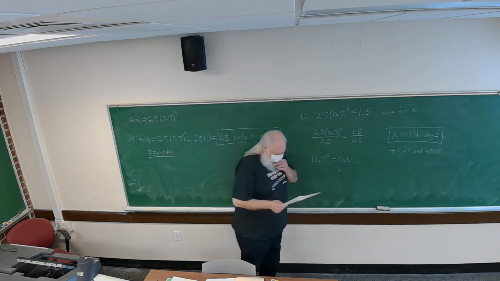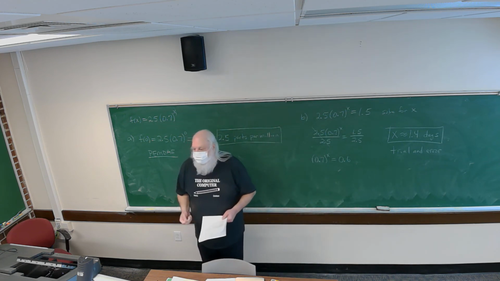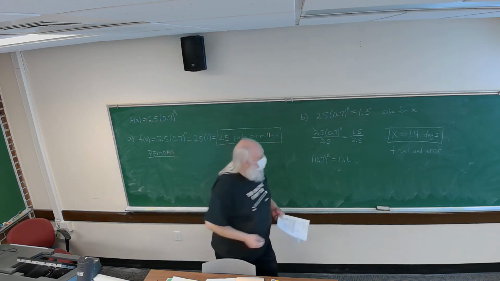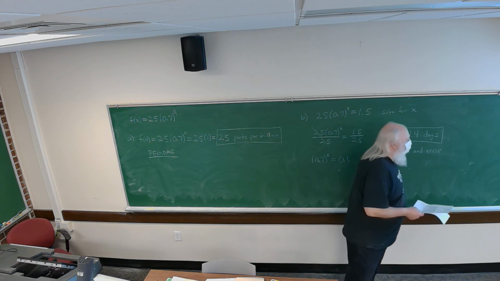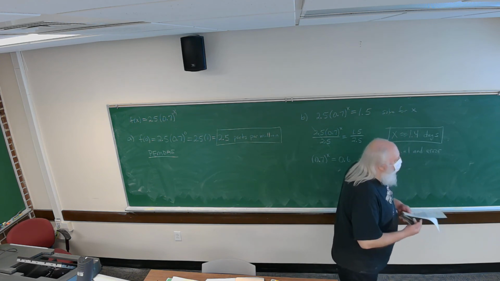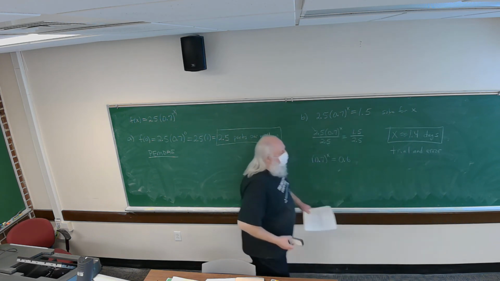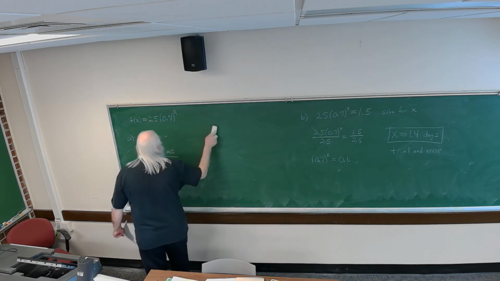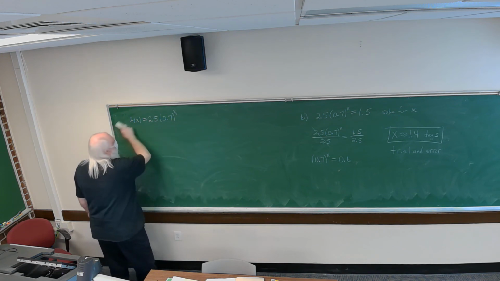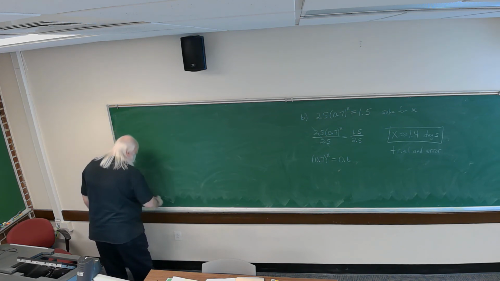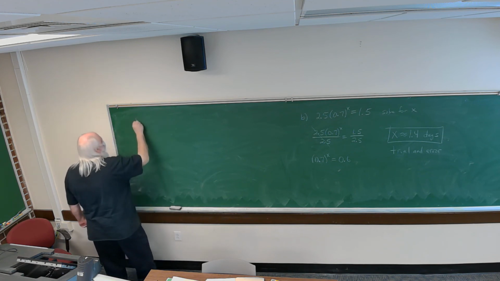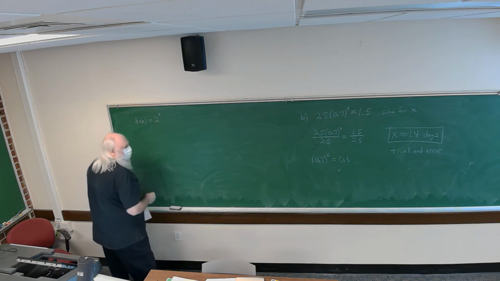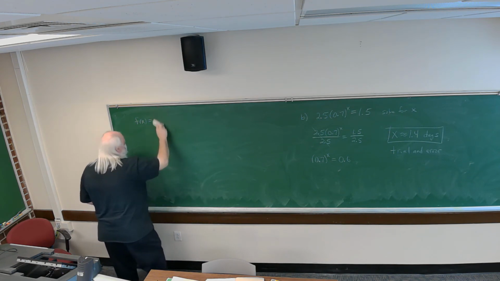All right. Any questions? All right, so let's take a look at example 6. Find an exponential function f of x equals b to the x, such that the graph of f passes through the point 2, 9.